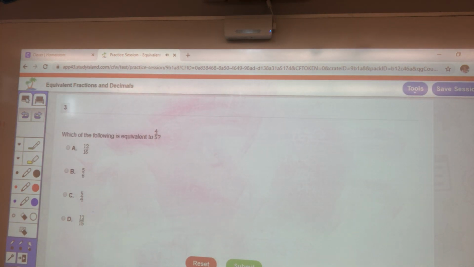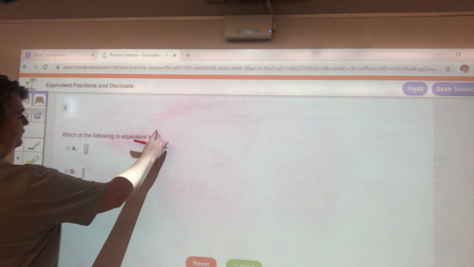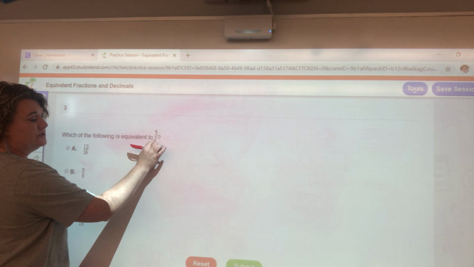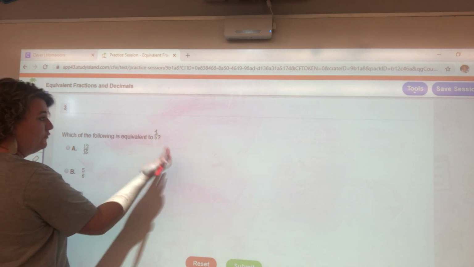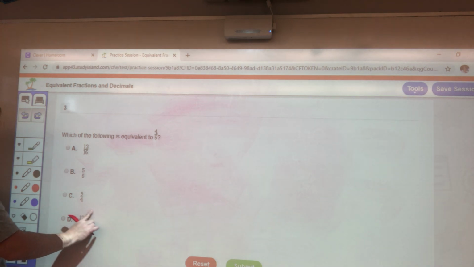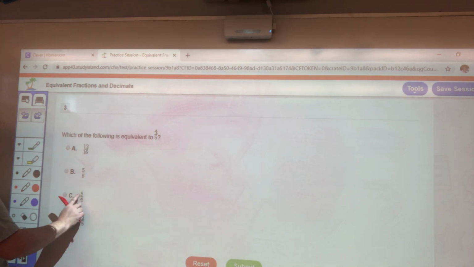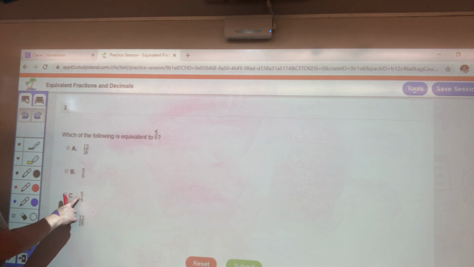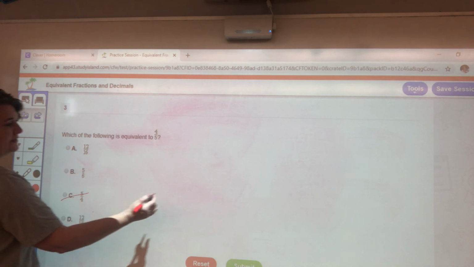Number 3. Which of the following is equivalent to 4/5? Well, nothing can go into both 4 and 5. That's a reduced fraction. So that 4/5 really is as low as you can get. Now, some of these are not as low as you can get, and I'm telling you right now, that is not the answer. 4/5 is not the same thing as 5/4. Do not fall for that. They're trying to trick you. That's a trick. Let's just start right here with 12/16.